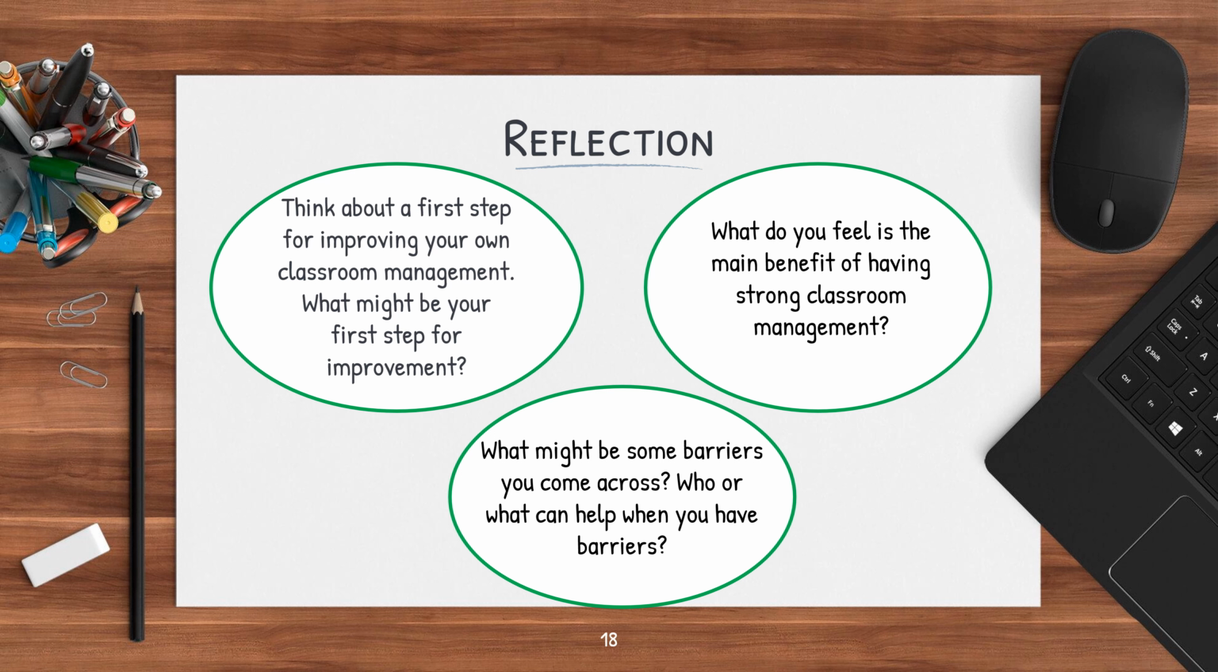Let's reflect a little on the classroom management strategies and approaches that we've learned. I want you to reflect on some of these things in order to implement a classroom management strategy and approach in your classroom. Think about the first step for improving your own classroom management. What might your first step be for improvement? Will you maybe look into Responsive Classroom or talk to your principal about it? Are you going to maybe start a morning meeting or possibly a closing circle? What might be some barriers you come across? Who or what can help you when you have those barriers?